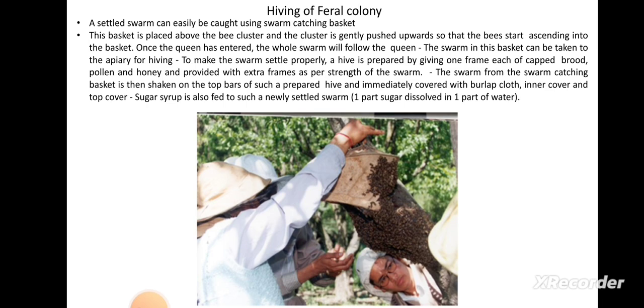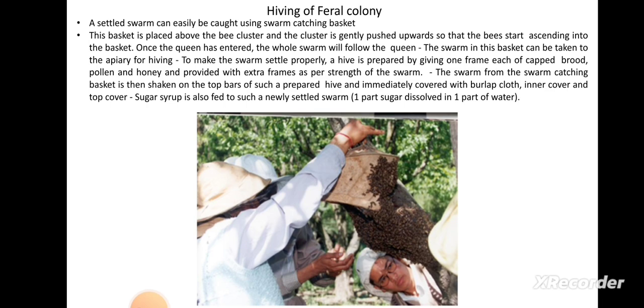So the first thing is, you should catch the freely moving honeybees. For that, what should you do? First you should catch the queen bee. If the queen bee is with you, automatically the followers will come and stay with her. So whenever you go for rearing in the cage or whatever structure you are maintaining, you should have the queen bee in it, and the other bees will also come and settle. A settled swarm can easily be caught using a swarm catching basket. This basket is placed above the bee cluster, and the cluster is gently pushed outwards so that the bees start ascending into the basket. Once the queen has entered, the whole swarm will follow the queen. The swarm in the basket can be taken into the apiary for hiving.